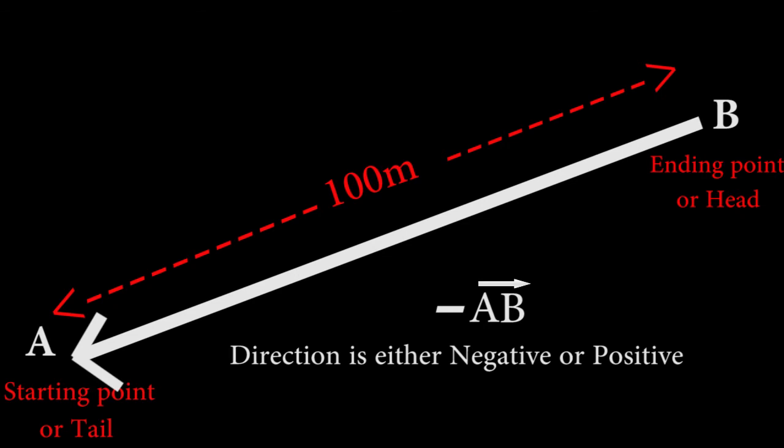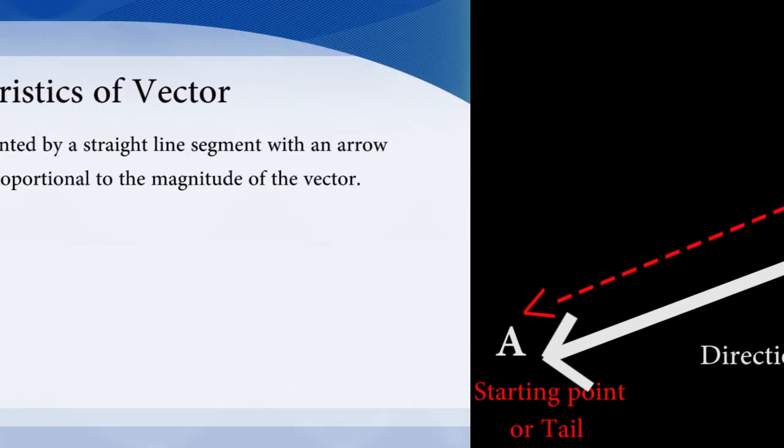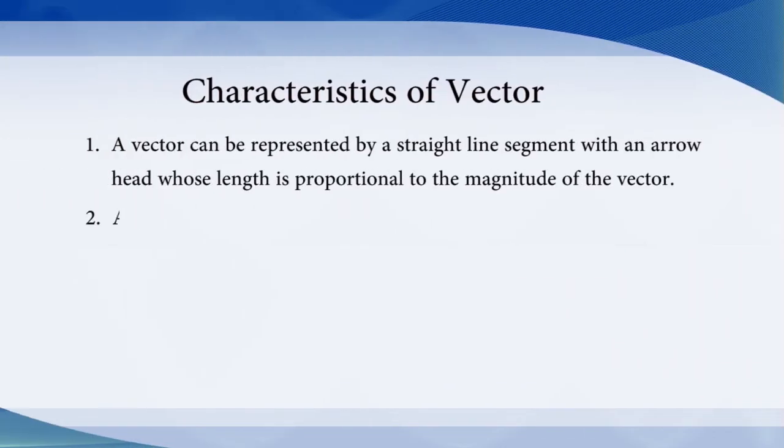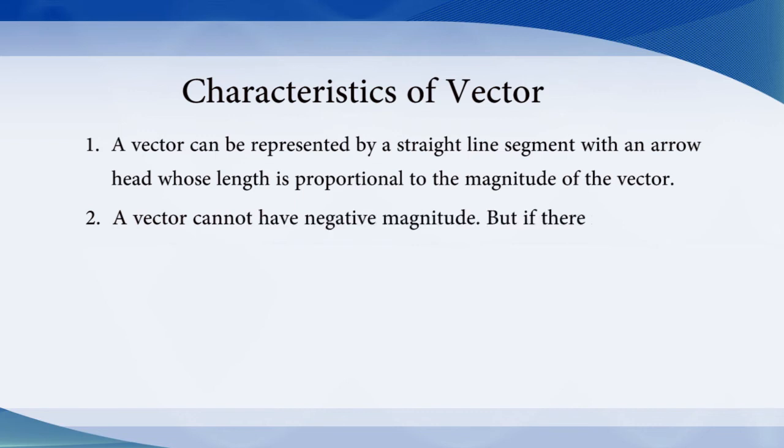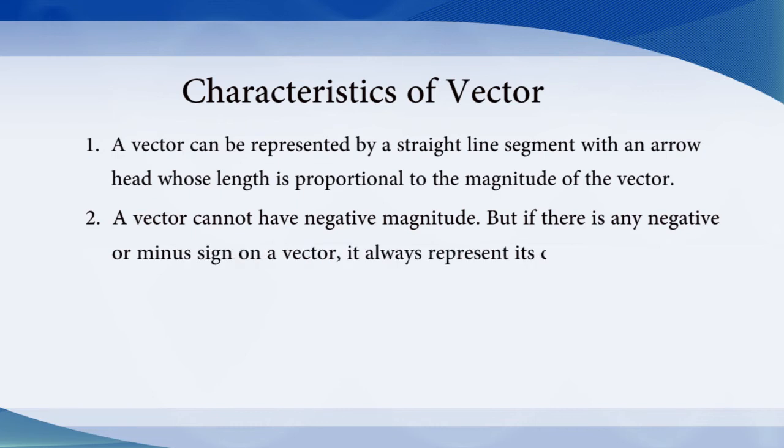Let us summarize this as: a vector cannot have negative magnitude. But if there is any negative or minus sign on a vector, it always represents its direction. Let us see the third characteristic of vector.